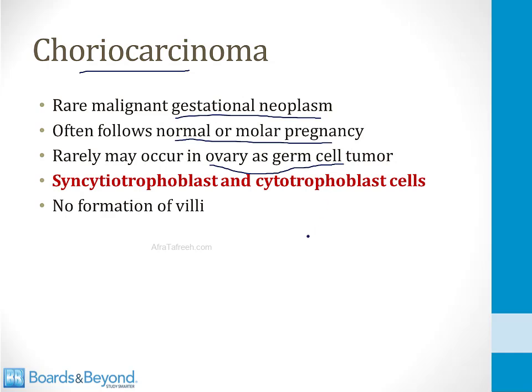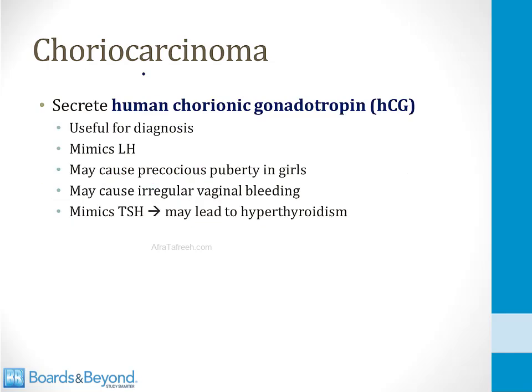So what you see under the microscope are syncytiotrophoblast and cytotrophoblast cells, basically the cells of the placenta with no formation of villi. Just like normal placental tissue makes HCG, choriocarcinoma, which is a tumor of placental cells, can secrete human chorionic gonadotropin, or HCG. This can be useful for diagnosis. You can measure the level of beta-HCG. It's usually very high in a young woman or girl with choriocarcinoma.